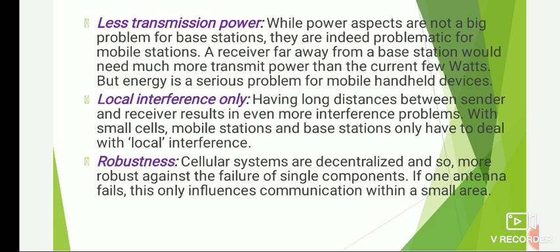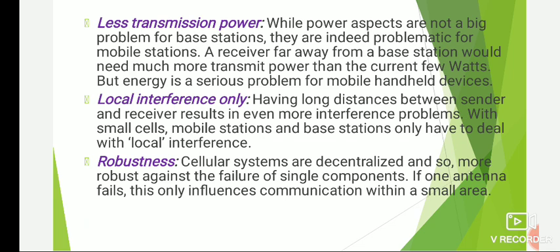Then local interference only. Having a long distance between the sender and the receiver results in even more interference problems. With small cells, the mobile station and the base station only have a few interference problems or have to deal with local interference only.